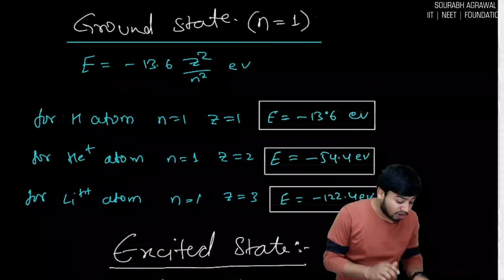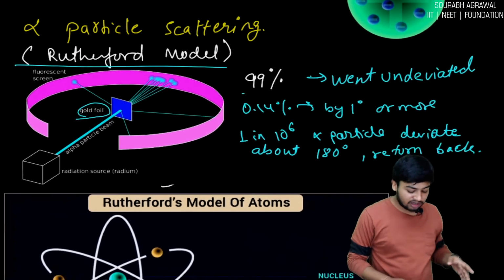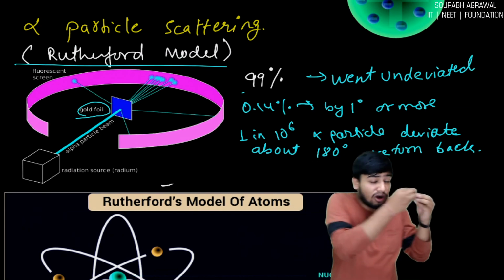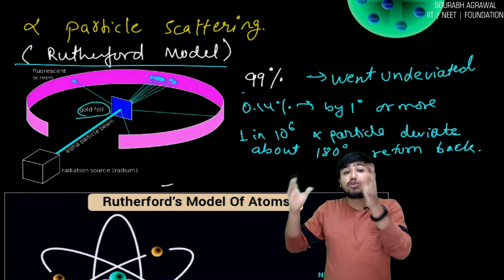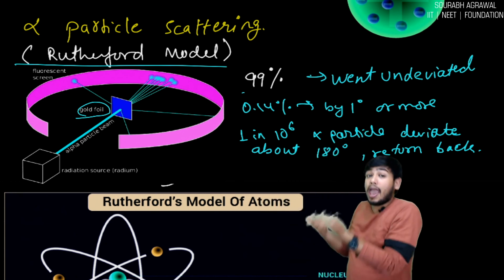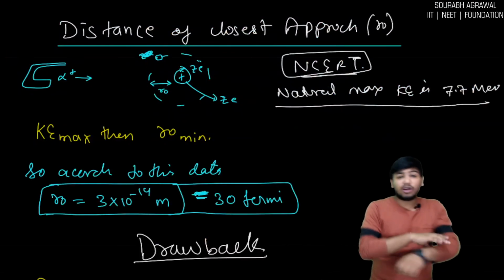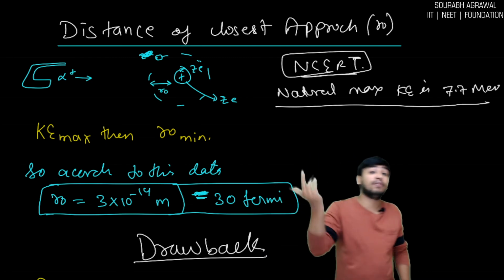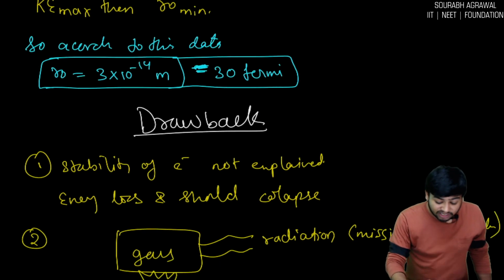So I am again telling you what you have to remember. For the J.J. Thomson model, nothing you have to remember. In the alpha particle scattering, 99% of the space is empty because almost all the alpha particles cross straight, and only 1 out of 10 raised to power 6 comes back. So Rutherford said that all the mass is concentrated in a very little space, and all the other space is empty. He also gave the approximate radius of the nucleus, 3 into 10 raised to power minus 14 meter, that you have to remember. What are the drawbacks?